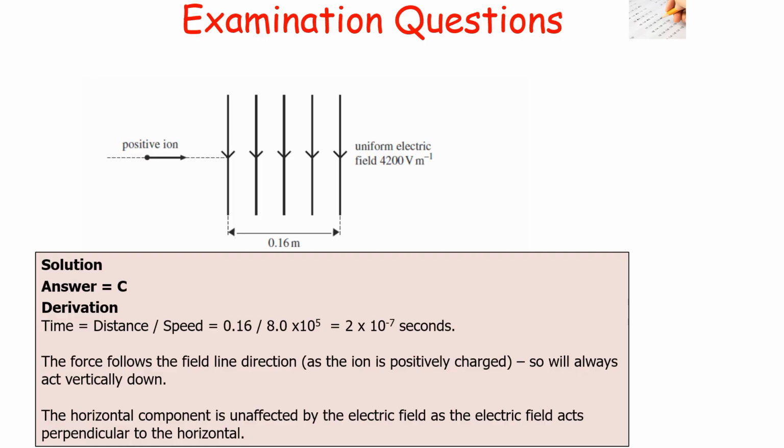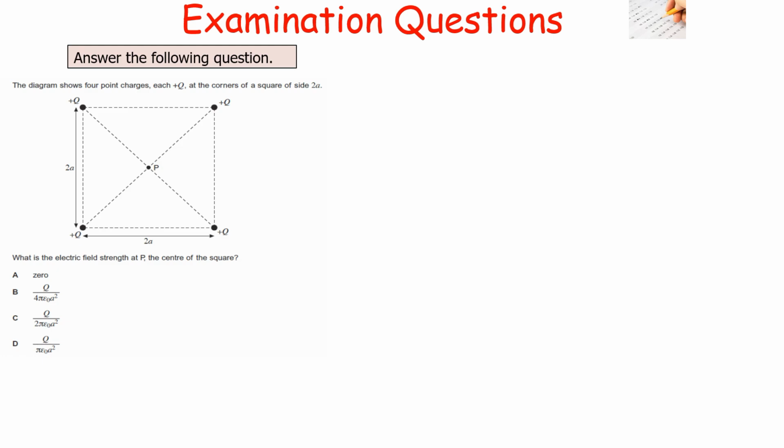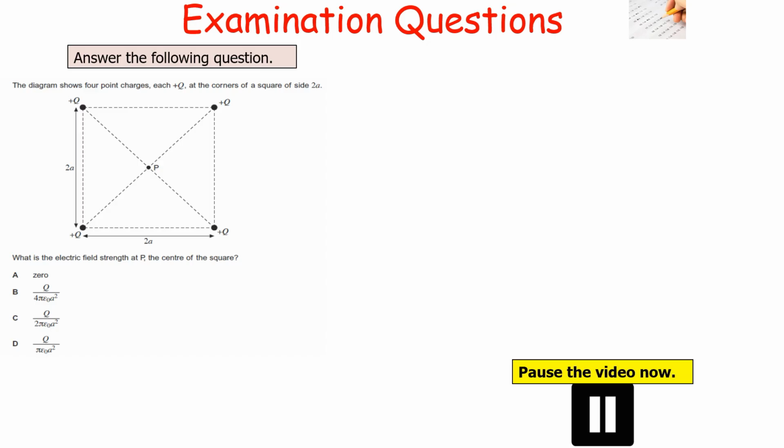the object's motion. The next question says, the diagram shows 4-point charges, each of plus Q, at corners of a square of side 2A. What is the electrical field strength at P at the centre of the square? So pause the video now, then unpause the video when you want to go through your answer.